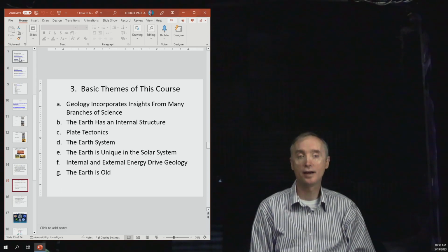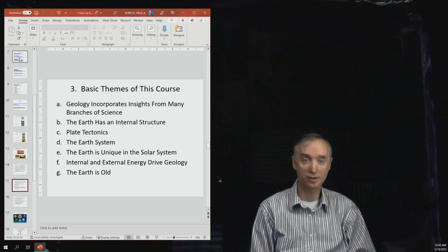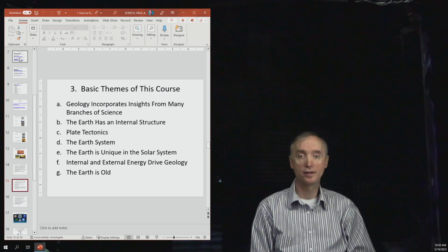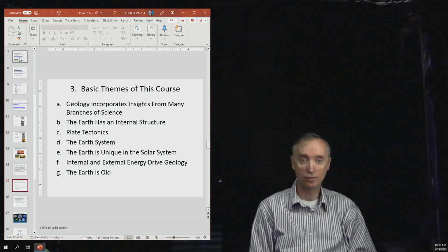Okay, then we're going to find out that the Earth is run by external energy from the sun, and then internal energy from the original energy from the formation of the Earth, and then radioactivity. And then those 2 things are what's going to drive the weather and what's also going to drive plate tectonics. Then we're going to learn that the Earth is old. So we're going to find out that the Earth is about 4.6 billion years old. And then we're going to find out why we think that is true.